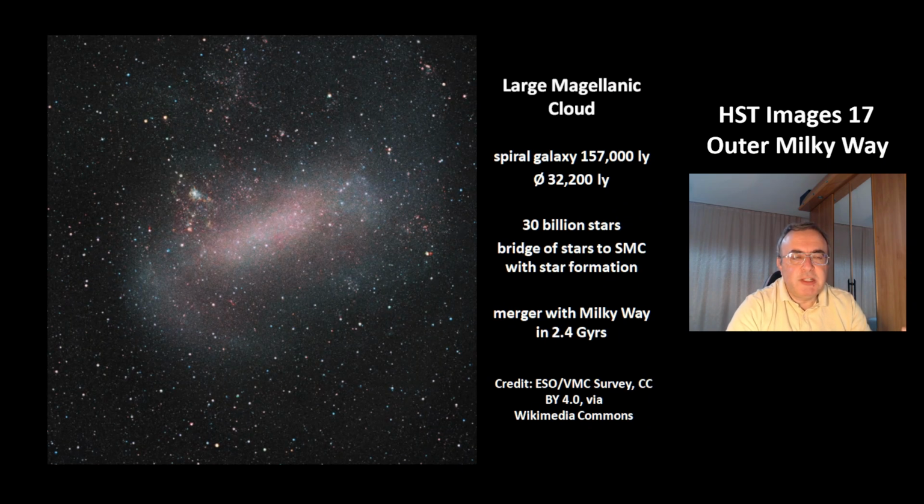This is the Large Magellanic Cloud. It's a spiral galaxy at a distance of 157,000 light years. Its size is 32,200 light years, so it's quite big. The Large Magellanic Cloud contains 30 billion stars, and there's a bridge of stars to the Small Magellanic Cloud. In this bridge, there's star formation. The Large Magellanic Cloud will merge with the Milky Way in about 2.4 billion years.